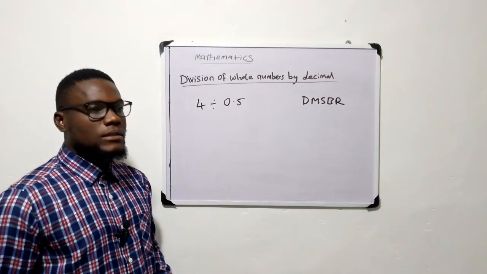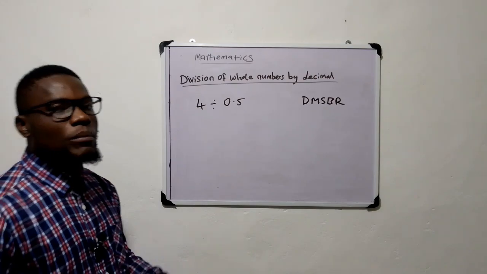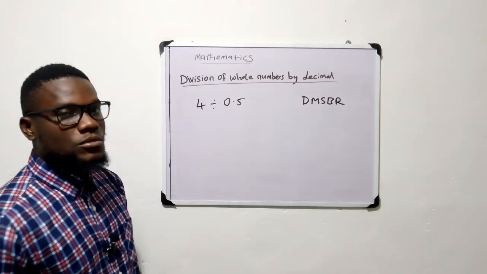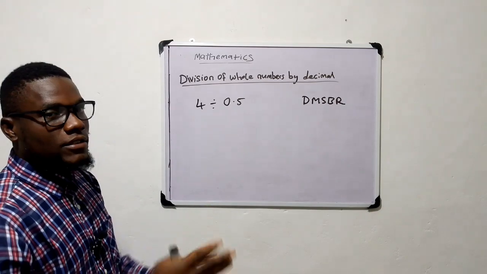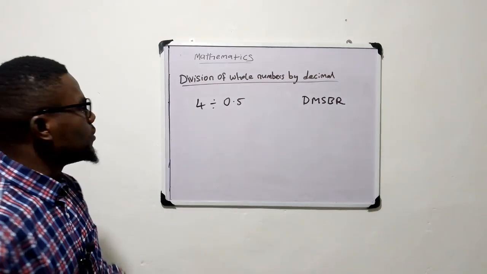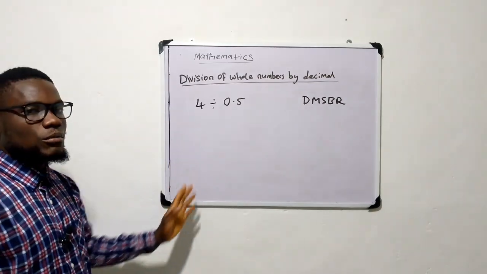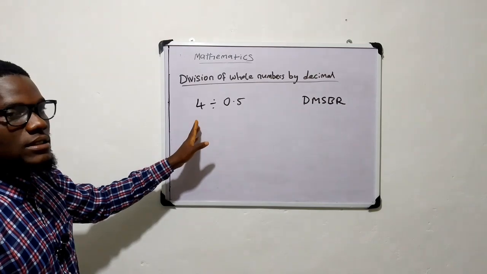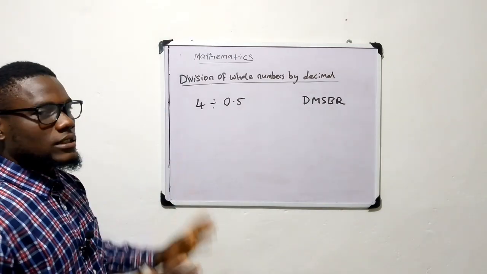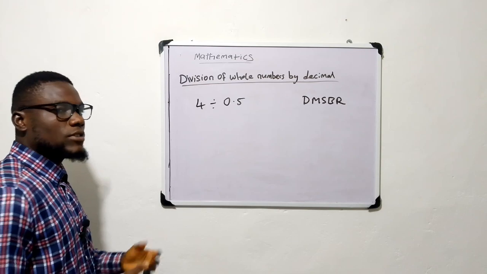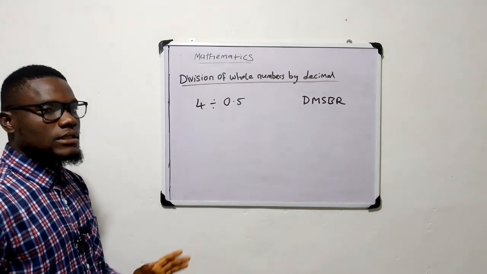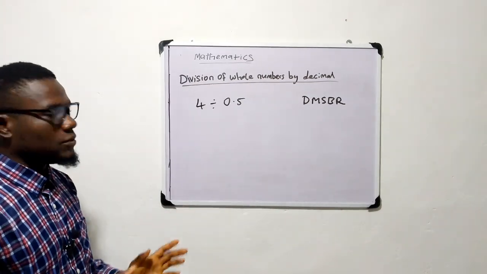So if you have to divide a whole number by a decimal, the first thing you have to do is to convert both the dividend and the divisor into decimals. Here we have a whole number, so we ought to convert this whole number into a decimal because the divisor is a decimal already. That's the first step we have to follow.